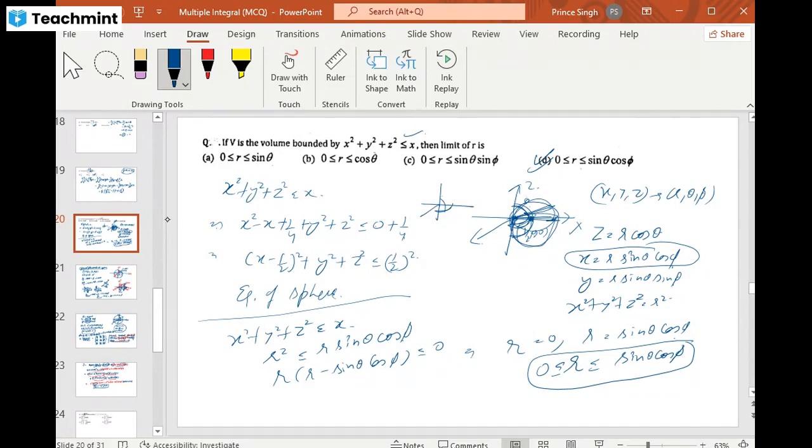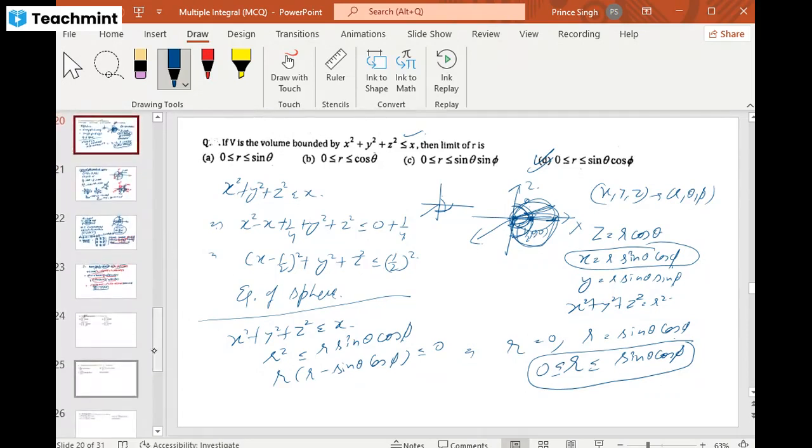And how does it relate? We simply substitute the transformation terms in the given equation. That will directly give us the limit of r. Okay. So this is the limit of r in this question. So here we basically use simply the spherical polar coordinate system transformation to get the limit of r.